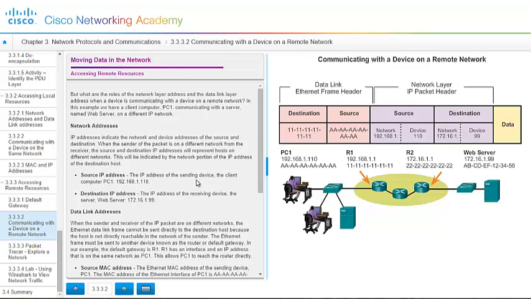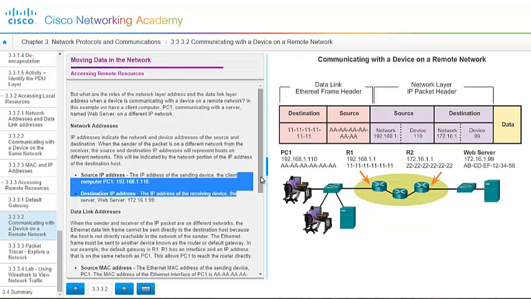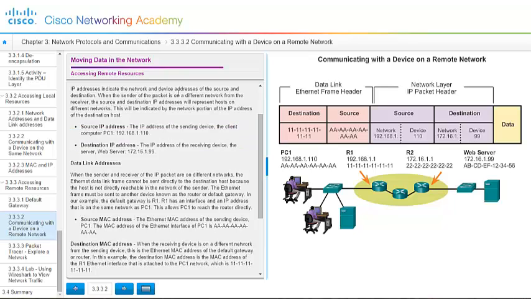What are the roles of the network layer address and the data link layer address when a device is communicating with a device on a remote network? Well, the IP addresses indicate the network and device addresses of the source and destination. When the sender of the packet is on a different network from the receiver, the source and the destination IP addresses will represent that. Your IP source address is the IP address of the sending device, the client PC1, and the destination address, in this example going to the web server, is the IP address of the receiving device. And you will see that they're sitting on two different networks.